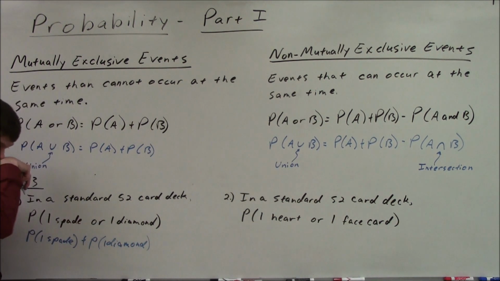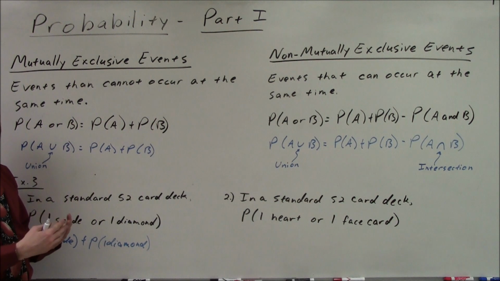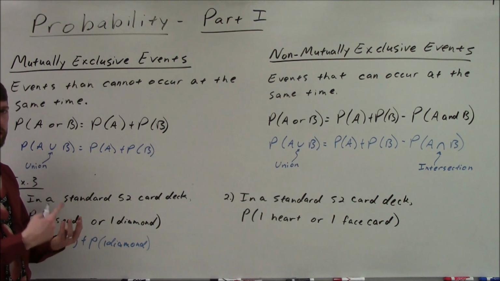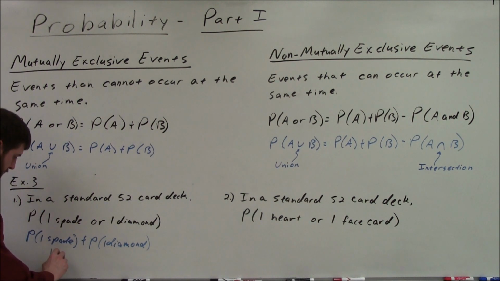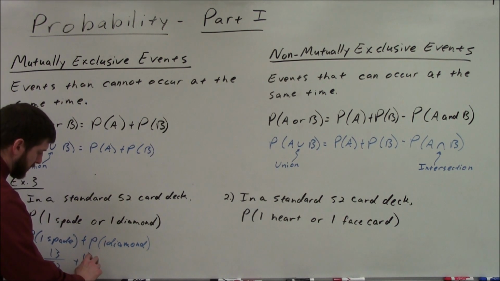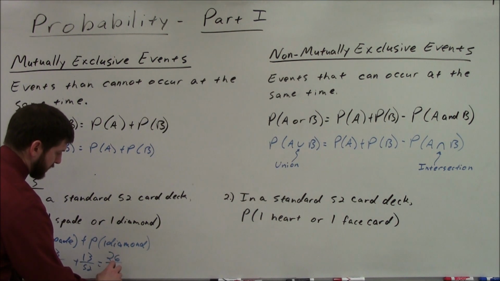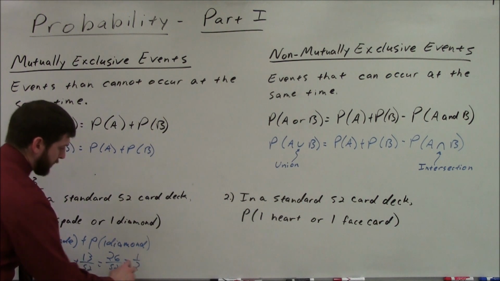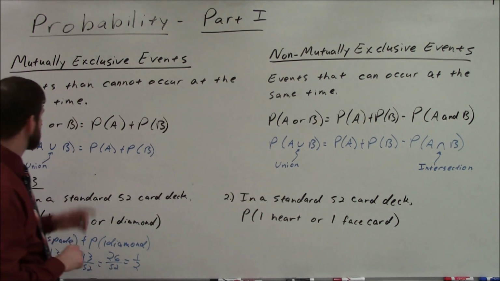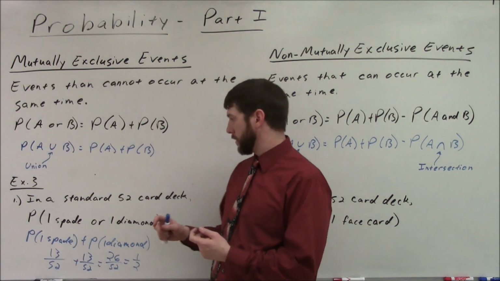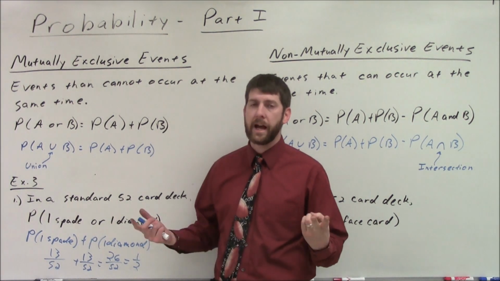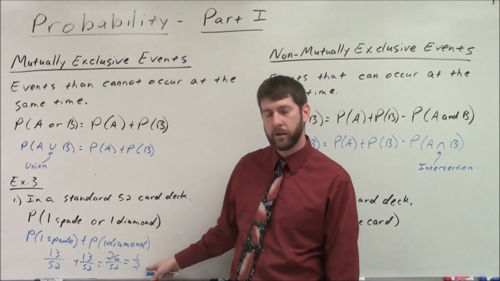Well, how many spades are there? We just talked about it. Ace through 10 is 10 cards. Jack, King, Queen is 3 more. So 13 spades out of the 52. So 13 out of the 52 cards are spades, and 13 out of the 52 are diamonds. So that's 26 out of the 52, which is 1/2, which should be intuitive. If I said, what's the probability that I get this suit or that suit? Well, that's half of the deck, so it should be a half.